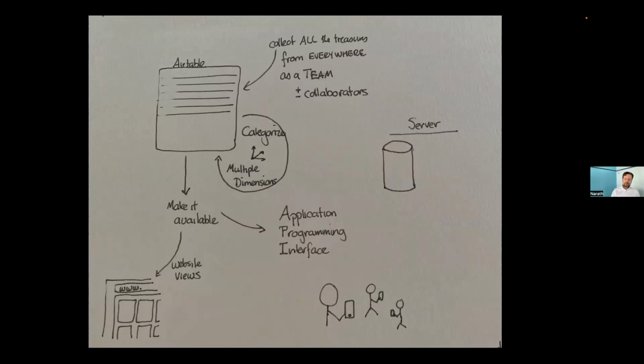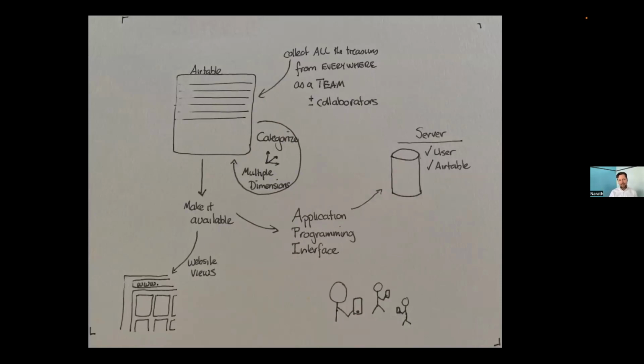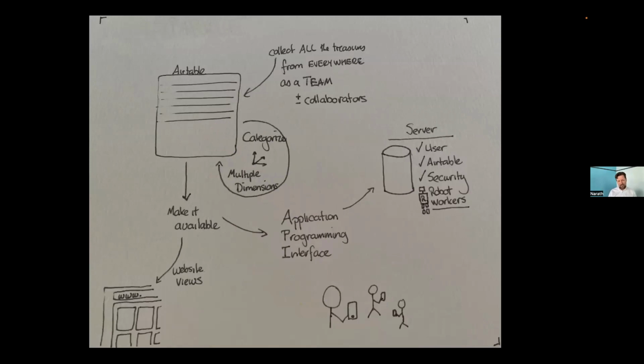Inside the Sparkle system is, of course, this own Sparkle server. And this one knows a few things. One, it knows about the user. It knows about Airtable and how to query it. It knows about security. And then it has a bunch of robot workers. And this, I think, is some of the real latent power of the system.